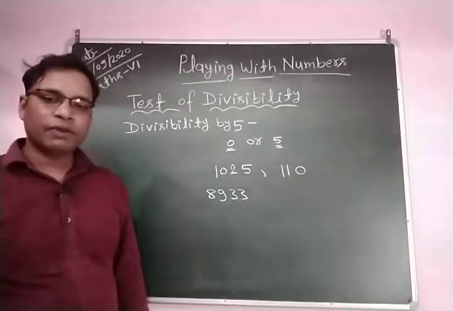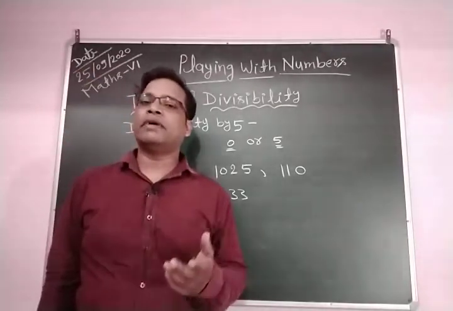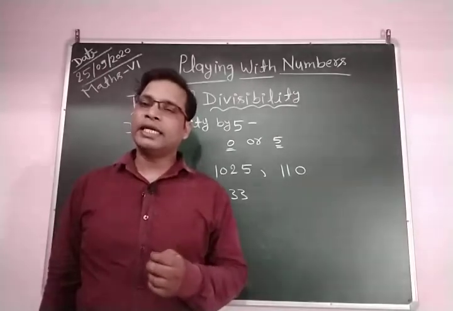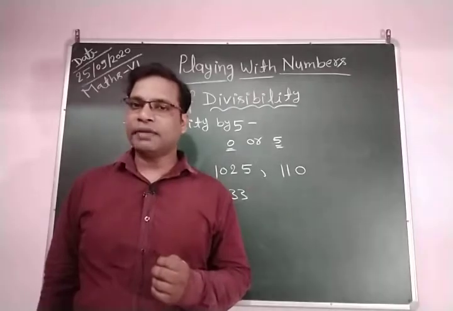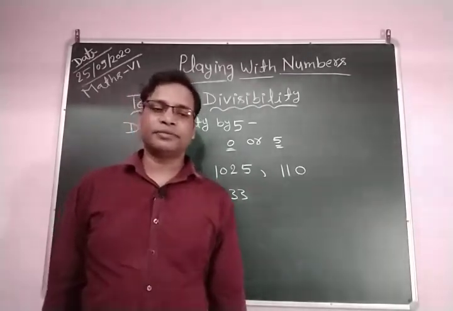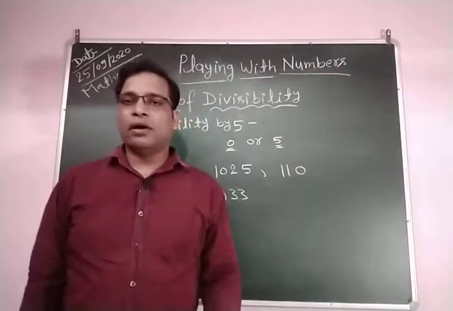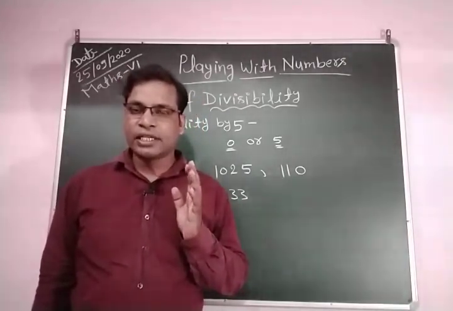So students, I hope you all understood the divisibility test of 5, and which number is divisible by 5 or not. We check only its last digit. If the last digit is 0 or 5, then you can say that the number is divisible by 5. Now we are going to discuss the next divisibility test, which is 2.